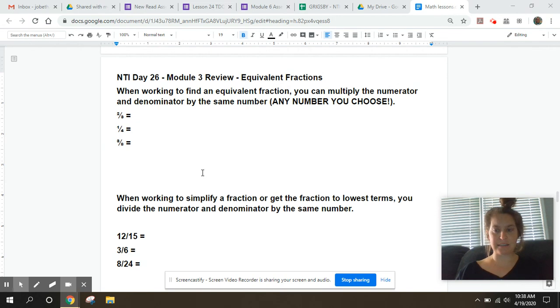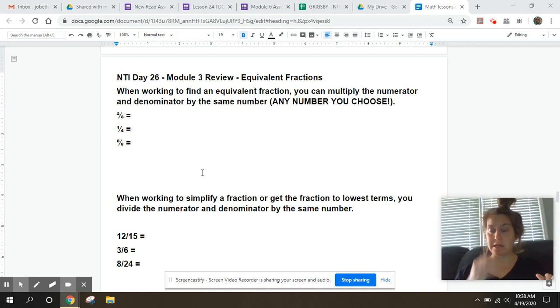Happy Monday. Today is day 26 of NTI, and we're going to be reviewing Module 3, Equivalent Fractions. This will be a really short lesson because we're just going to be working on this one single page here. I hope you had a great weekend. Welcome back. You just have these 5 days this week, so stay strong.